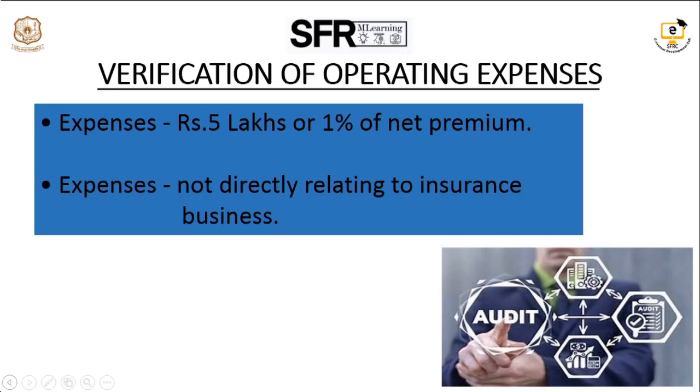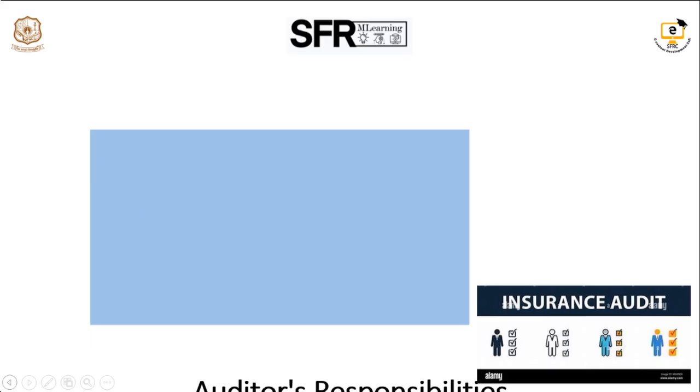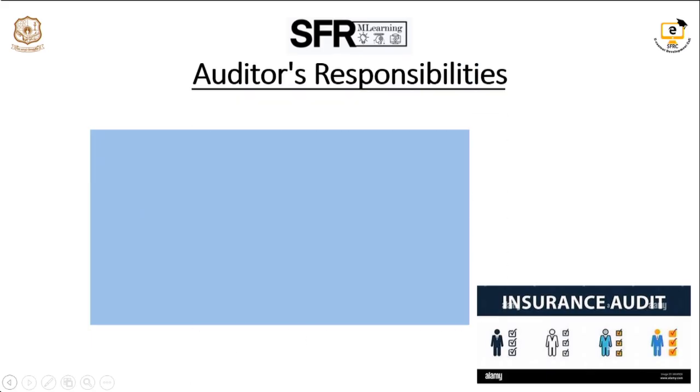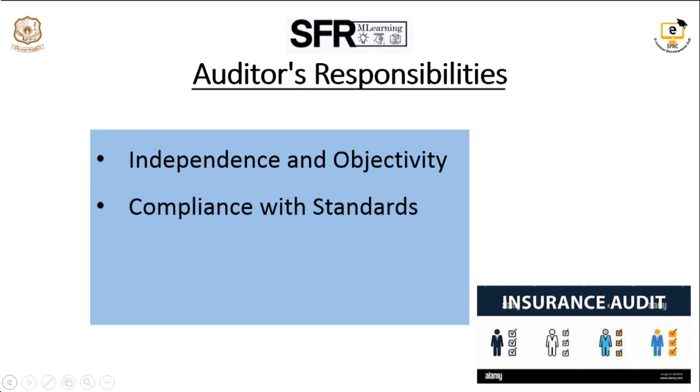The next topic is auditors' responsibilities. Auditors hold specific responsibilities while conducting an audit of the insurance company. First one is independence and objectivity. Auditors must maintain independence from the insurance company to ensure impartiality in their assessment. Next one, compliance with standards. Auditors are required to adhere to the standards set by the Institute of Chartered Accountants of India, that is ICAI, and any specific regulations prescribed by the IRDA.